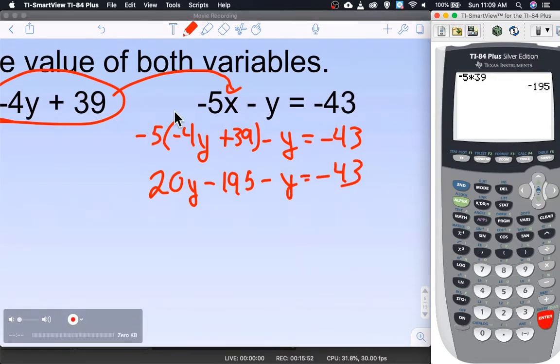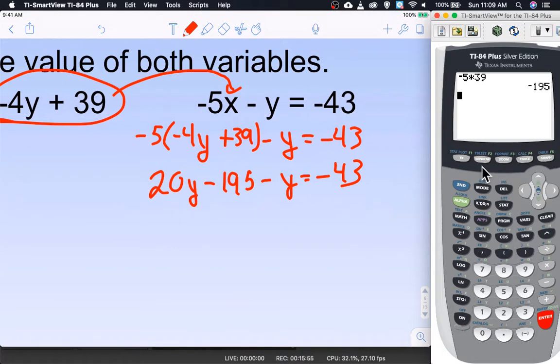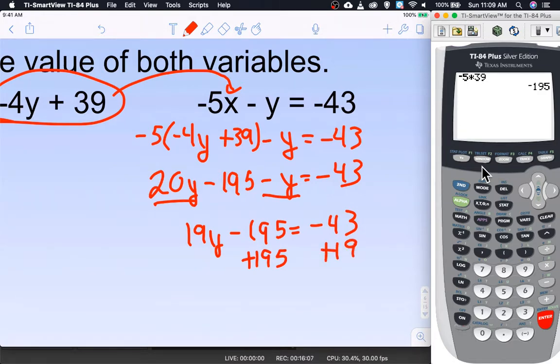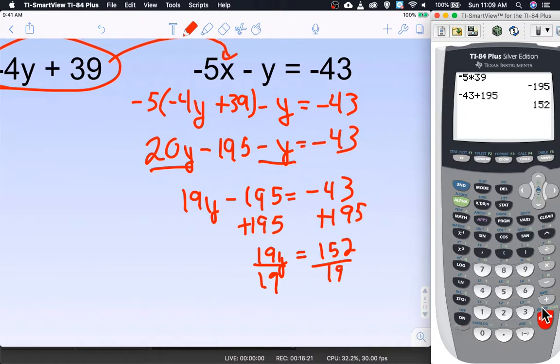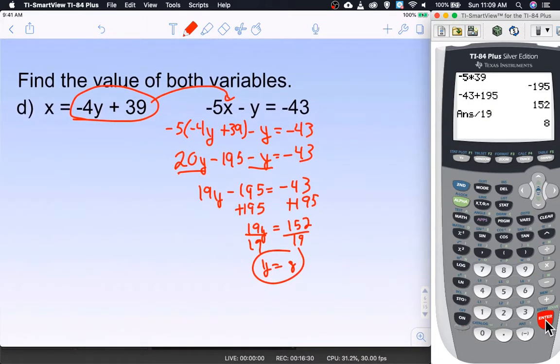Notice I did not take the negative 5 times this y because it's not inside the parentheses. Combining like terms, those two, gives me 19y minus 195 equals negative 43. I add 195 to both sides. You should be very familiar with this by now, so you can kind of speed through this just like I'm speeding through this. Negative 43 plus 195 is 152, and then we divide by 19 and divide by 19, and y equals 8. So the y value of my solution is 8.